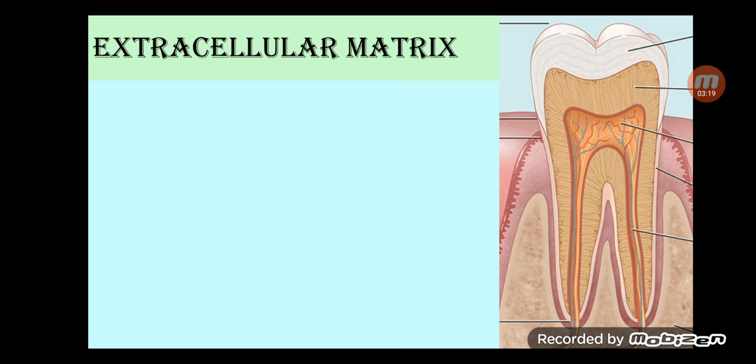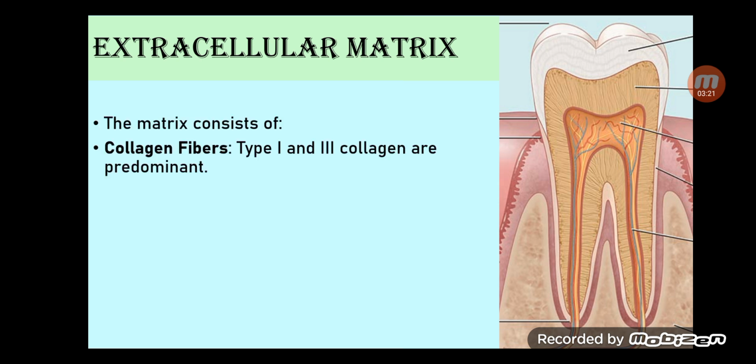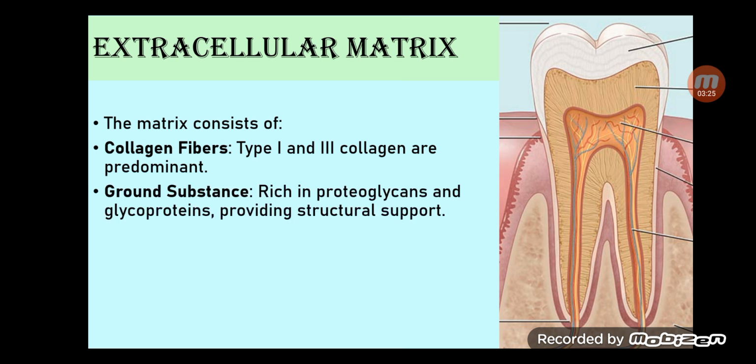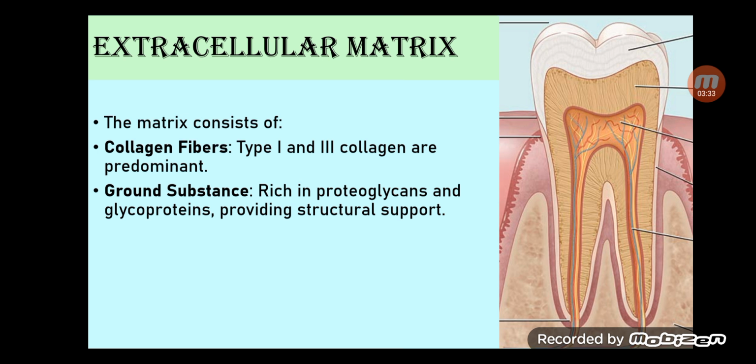Then we have extracellular matrix in dental pulp. That matrix consists of collagen fibers, mostly type 1 and type 3 collagens. Then the extracellular matrix has ground substance that is rich in proteoglycans and glycoproteins that provide structural support.